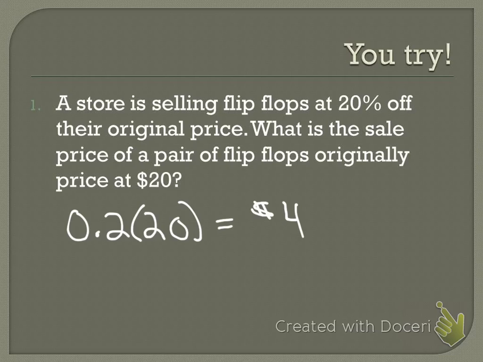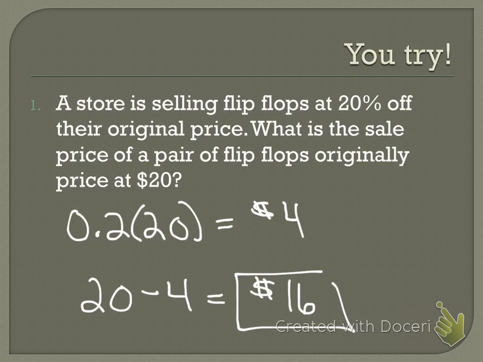What do you think, Ashley? Kevin? You subtract. It's a discount, right? If it's a discount, you're not going to pay more. If it's a discount, you're going to pay less. 20 minus 4 gives me a total. I pay 16 bucks for the flip-flops before tax.